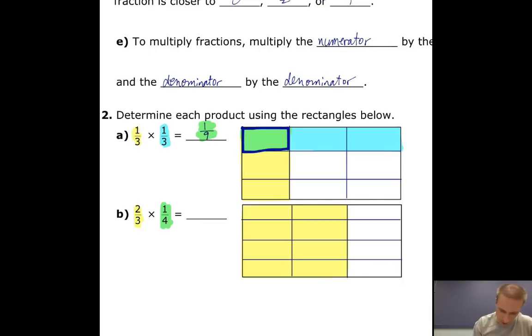Okay, and I'm going to shade in 1 out of 4 of those rows. Okay, and there we go. So you can see right here the overlap. This is our product.